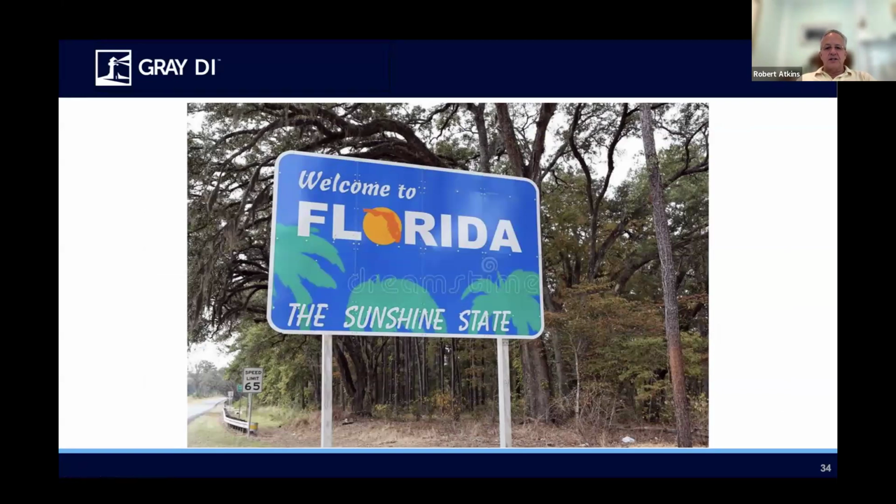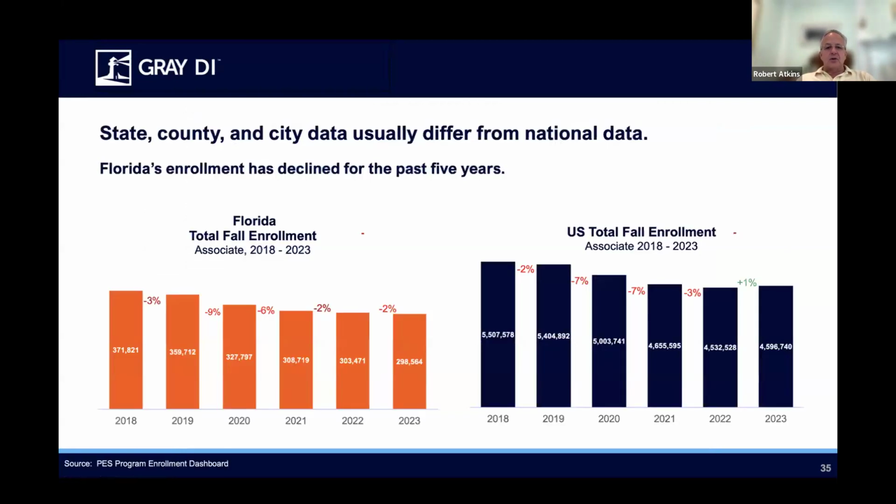See how they're doing in the Sunshine State. Total Florida fall enrollment at the associate level was down, has been declining for some time, and continued declining, although the pace moderated in '22 and '23 to just a 2% decline. And as you recall, that's considerably worse than the national average.